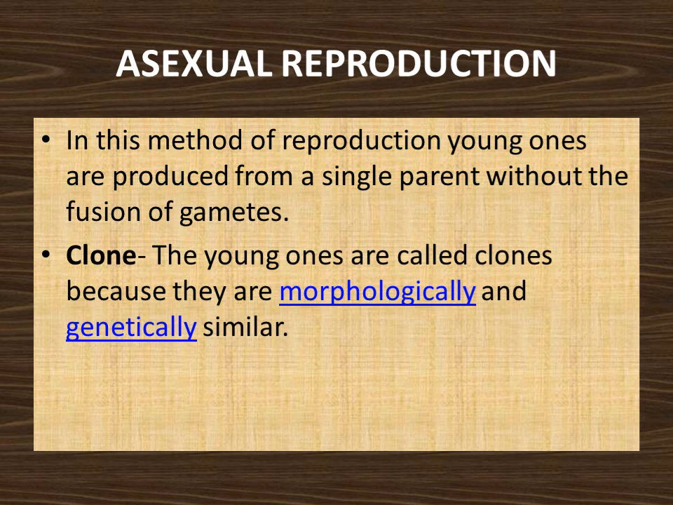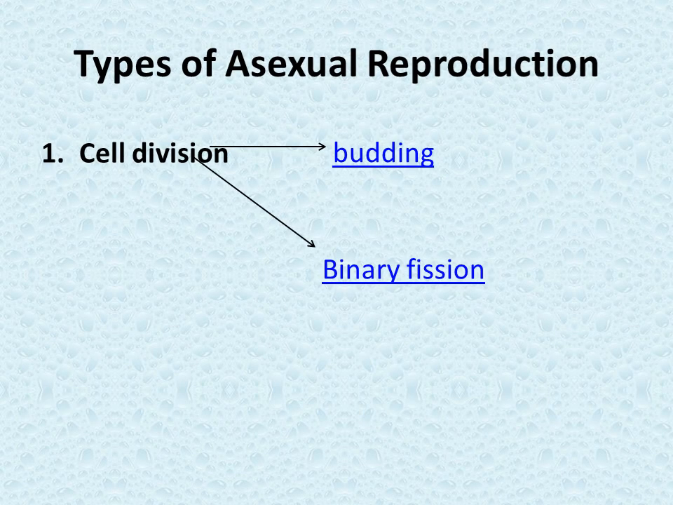Morphologically means externally. Types of asexual reproduction. The first one is cell division. Cell division can be of two types: budding or binary fission. As you already know now, budding refers to yeast or hydra, and binary fission can be seen in amoeba.